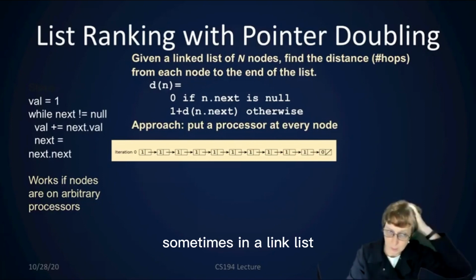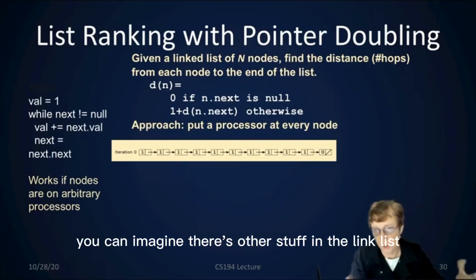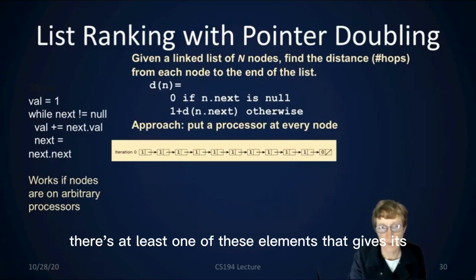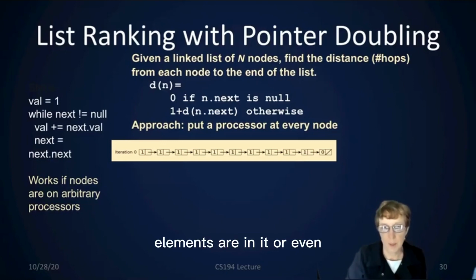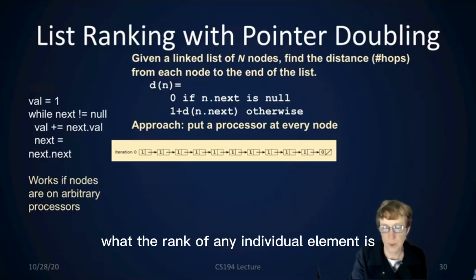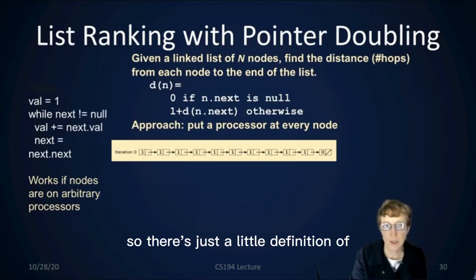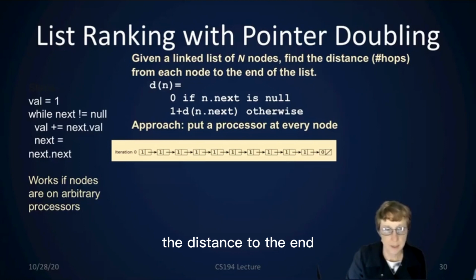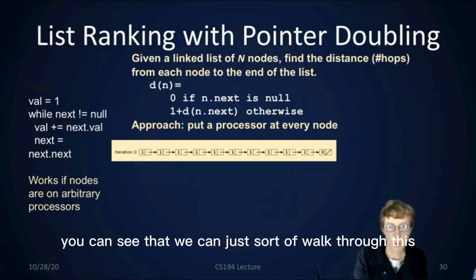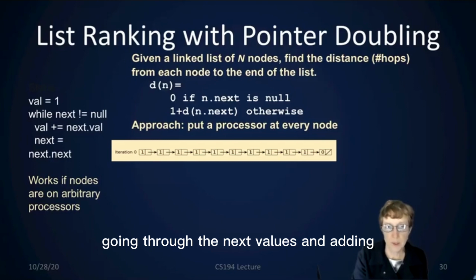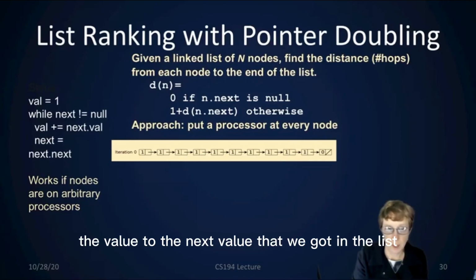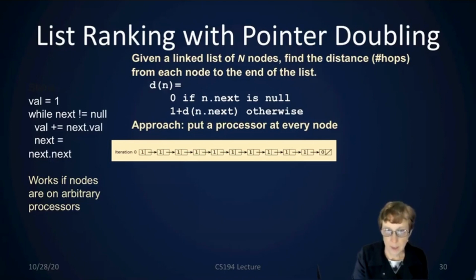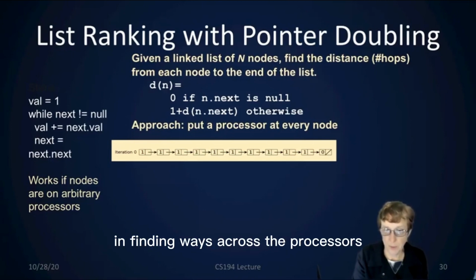And you actually do want to do this sometimes in a linked list for various reasons. You can imagine there's other stuff in the linked list, but there's at least one of these elements that gives its rank. And so how do you compute this if you've got a linked list and you don't know how many elements are in it, or even what the rank of any individual element is? So there's just a little definition of the distance to the end. And you can see that we can just walk through this, going through the next values and adding the current, adding a 1 to each, or adding the value to the next value that we got in the list.